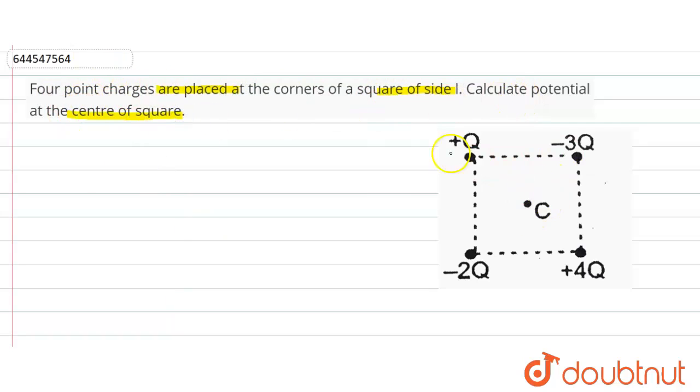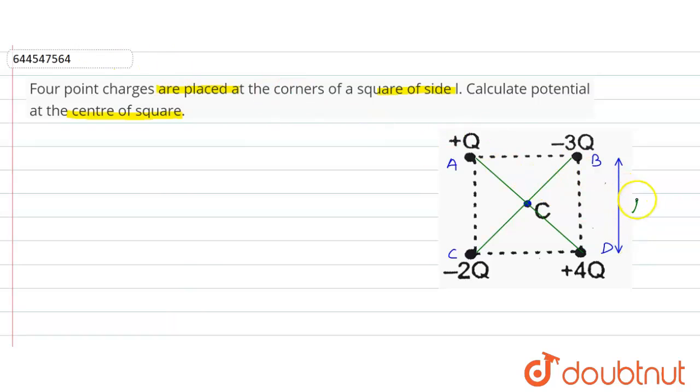Okay, so the center of a square will be at the diagonal. This is one diagonal of the square and this is the other diagonal of the square. So this is the center of the square and we have to find the potential at this point C. Let's assume this is point A, this is point B, this is point C, and this is point D. And the length of the side of this square is L.